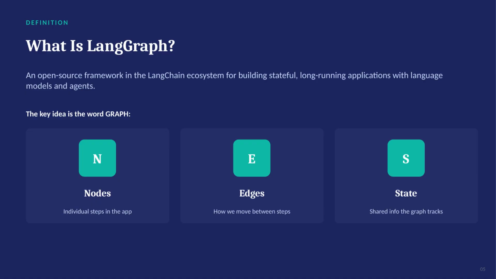So, what exactly is LangGraph? LangGraph is an open-source framework from the LangChain ecosystem, built for creating stateful, long-running applications with language models and agents. The key idea is right there in the name, graph. Instead of thinking of our application as a single LLM call, we represent the whole workflow as a graph, made up of nodes, edges, and state. Let's break each of those down.